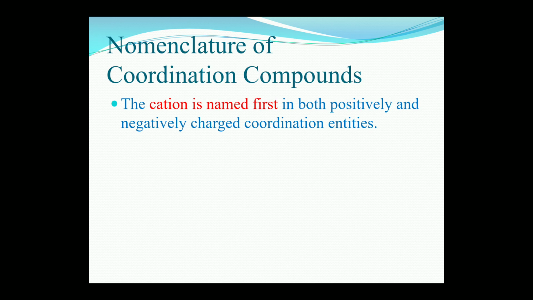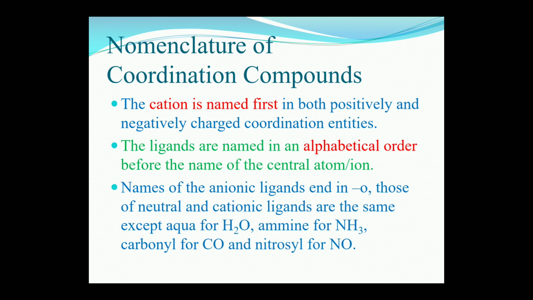Now talking about the nomenclature of coordination compounds, the most important topic of this coordination chemistry. So let's start with this topic. The cation is named first in both positively and negatively charged coordination entities, and the ligands are named in alphabetical order before the name of the central atom. The important point to remember is that the names of anionic ligands end with -o, while those of neutral or cationic ligands are the same, except aqua. For water molecule we use the term aqua, for NH3 we use ammine, for CO we use carbonyl, and for NO we use nitrosyl.